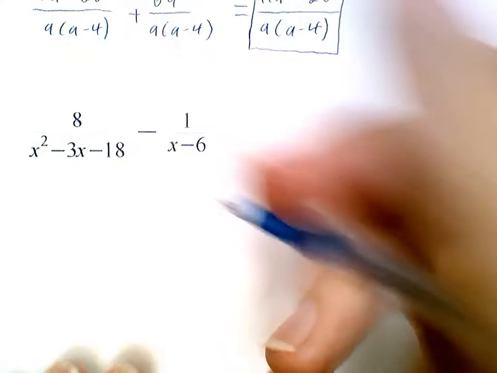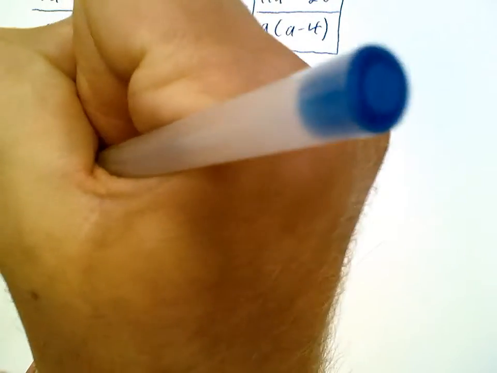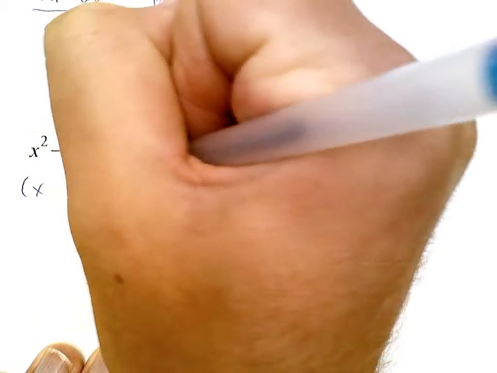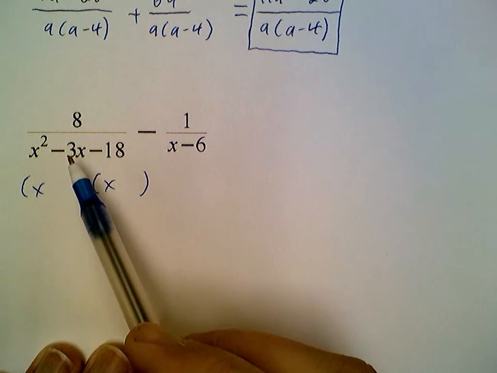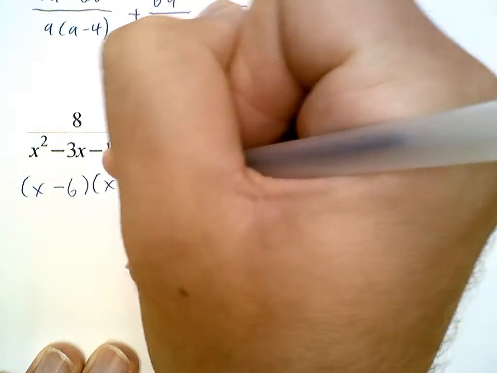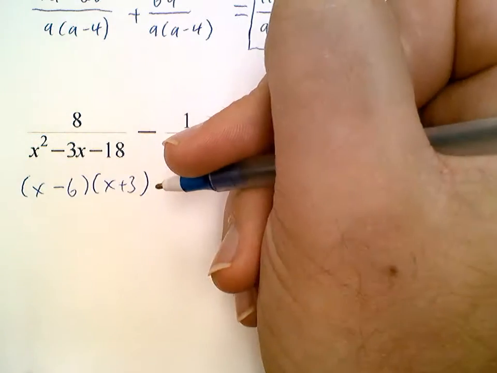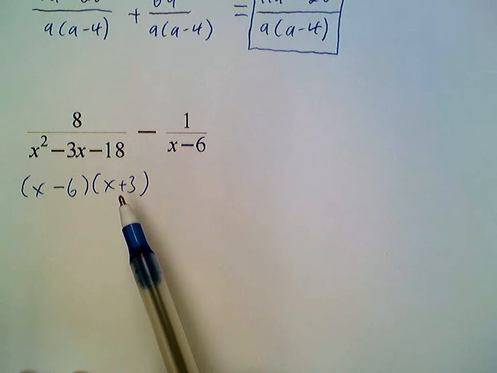In fact, it looks like I can, because I've got x squared minus 3x minus 18. So remember, I'm looking for two numbers that multiply to negative 18 but add up to negative 3. So that is going to end up being minus 6 and plus 3. So this factors into x minus 6, x plus 3. Okay?